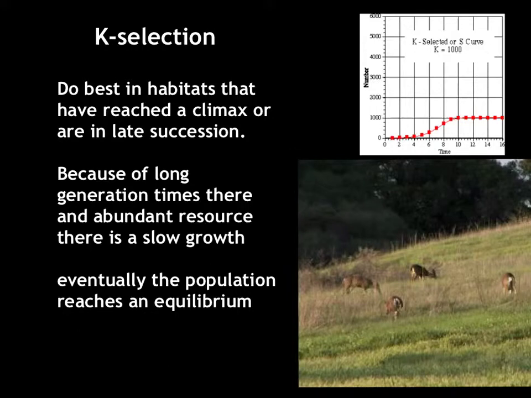K strategists, on the other hand, would do better in a habitat that has reached what is called a climax, which would be basically that it can support a small number of species, but it can support them consistently. In the presence of abundant resources, K strategists would also go through a population growth, but it wouldn't be nearly as fast as R strategists' growth. And this would be due to the longer gestation periods, the period of parental care, the longer lifespans, the later maturity.